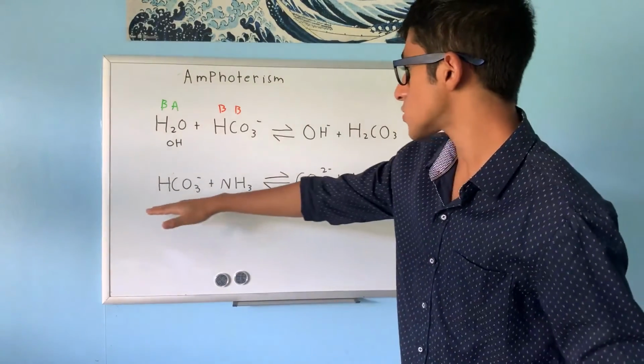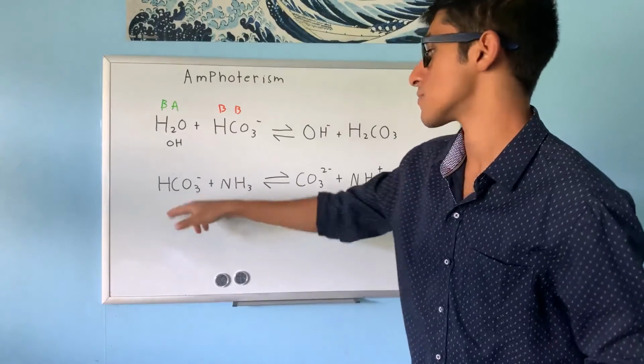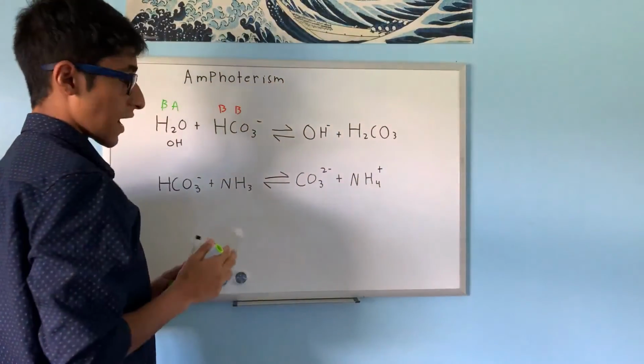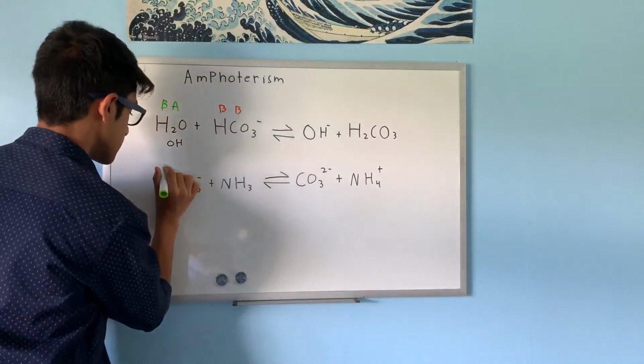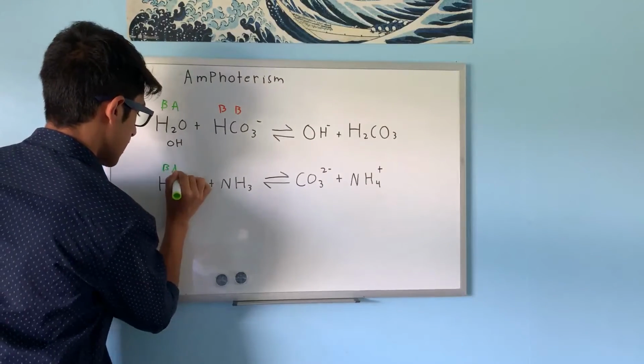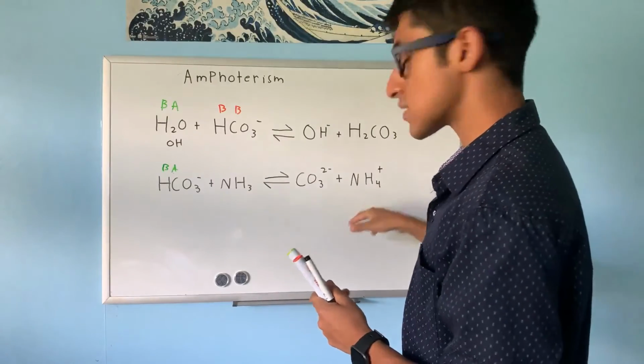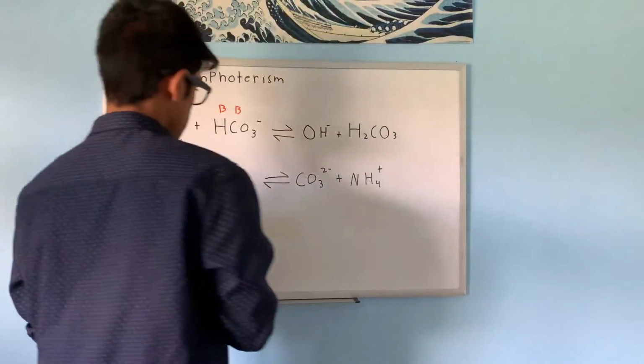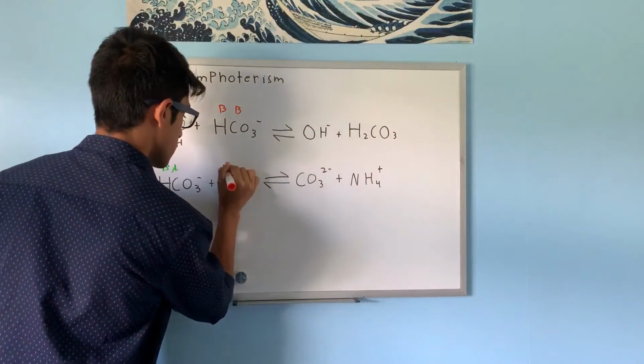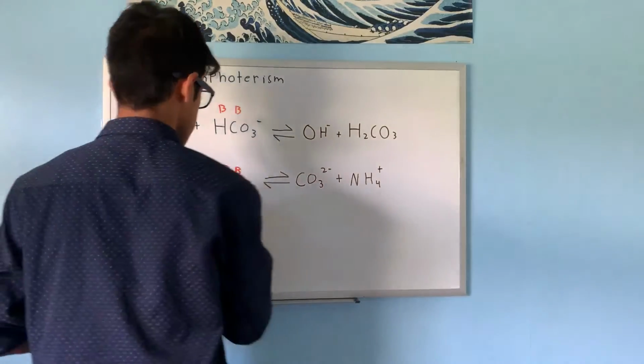Alright, so HCO3, it donates a hydrogen. So because it is a hydrogen donor, we can say that it is a Bronsted-Lowry acid. NH3, on the other hand, look, it accepts a hydrogen. This makes it a Bronsted-Lowry base.